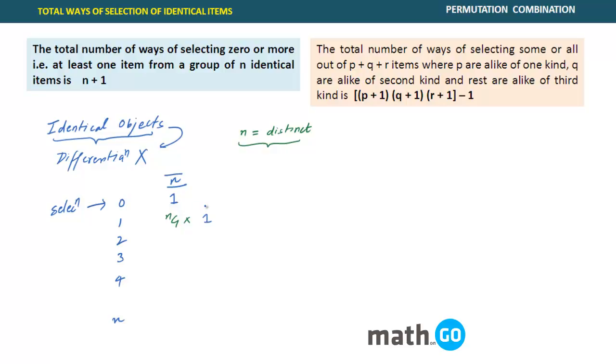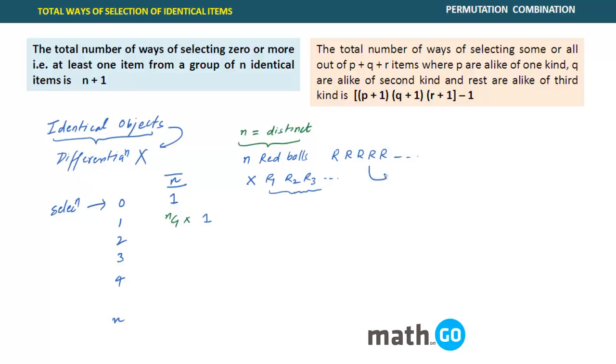Why? Just imagine there are n identical red balls. When I say identical red balls, it means you cannot write R1, R2, R3 like this. You can only write this when they are distinct, which is why you can say that is the R1 ball, that is the R2 ball. Now when all the balls are identical, you can just write R, R, R, and so on.